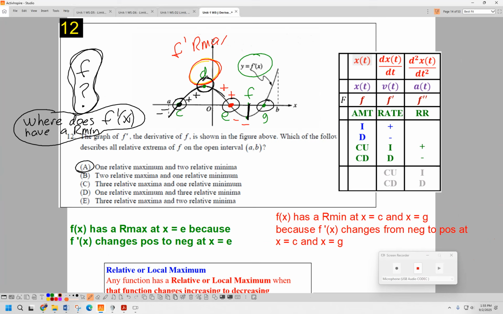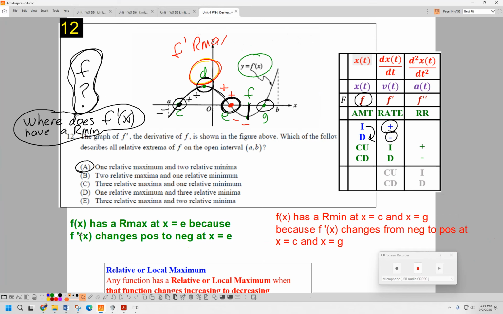But if you're looking for the relative max on f, that's somewhere else. Of course, that would be at E, where f prime is changing positive to negative, causing f to have a relative max, which is f changing increase to decrease. So E, not F prime, yes, E is the relative max of f. Right here, f has a relative max at x equal E. Then where would the relative minimum of f, not prime, be?